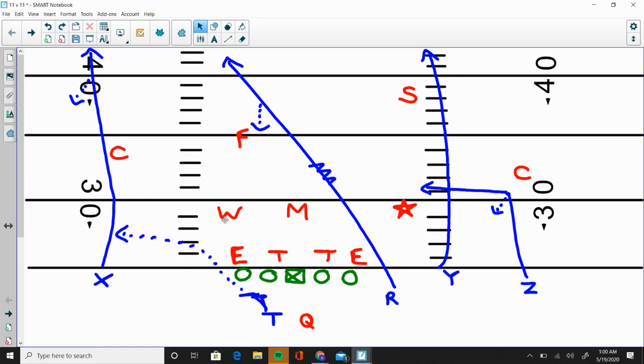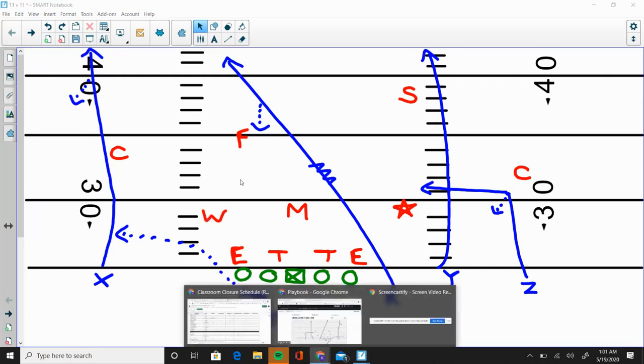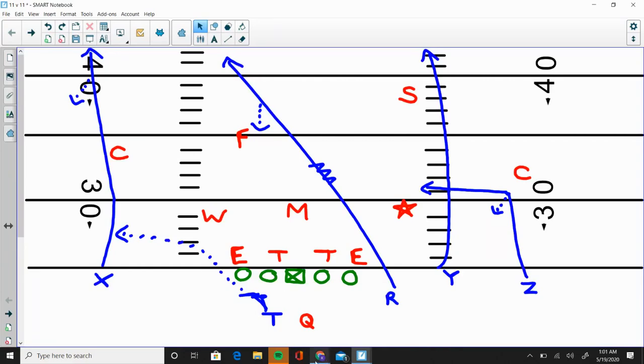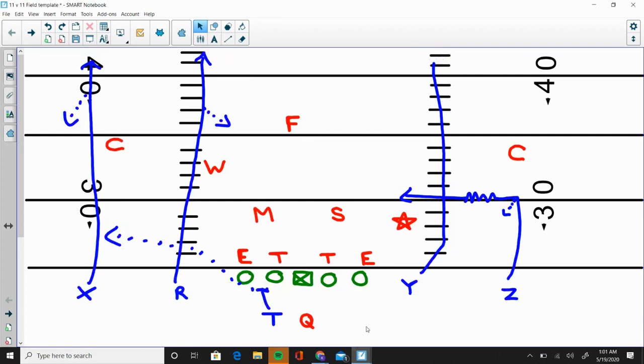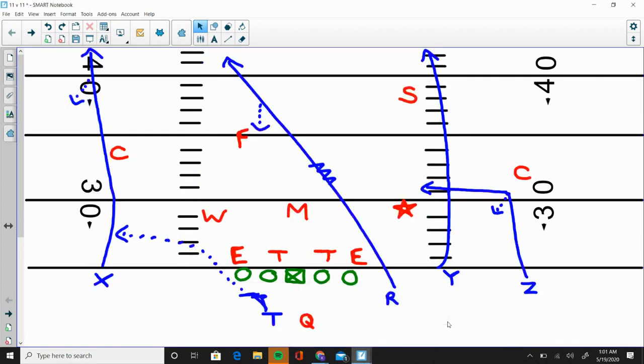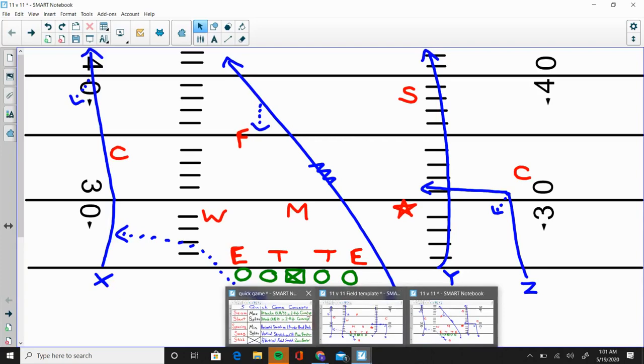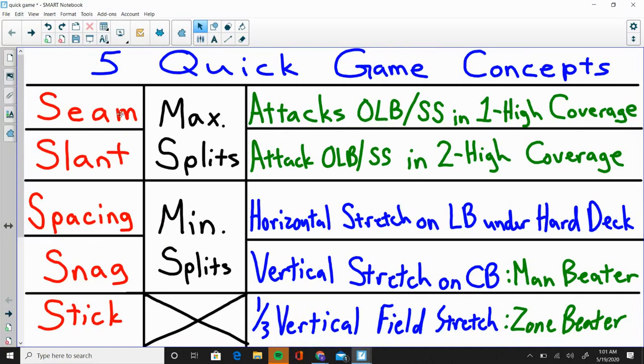Now, like I said before, ideally, we want to release that running back all the time and be good enough that even if that linebacker comes on a blitz, we can still break out into the flats and beat it. But like I said, in the 2-by-2 look, that's going to be something we're going to have to earn the right to be good at. So this is seam out of 2-by-2 and out of 3-by-1. And that's the first of our 5 quick game concepts we're going to look at, seam.